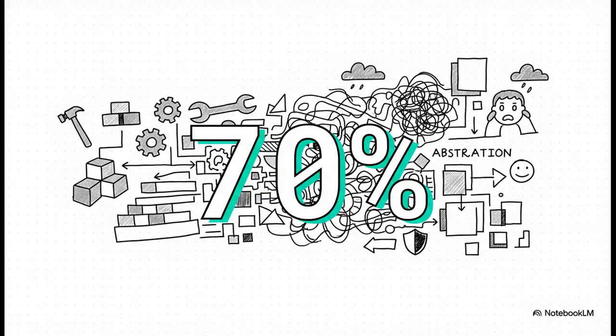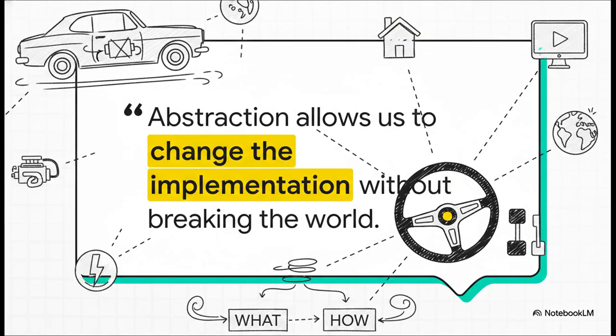And get this, the number is absolutely wild. Some studies show that up to 70% of the total cost of a piece of software isn't in building it the first time, it's in maintaining it for years afterward. Every single time you use abstraction well, you are directly fighting against that cost. You're making life easier for your future self and for every other developer who ever has to look at your code. This quote really just says it all.